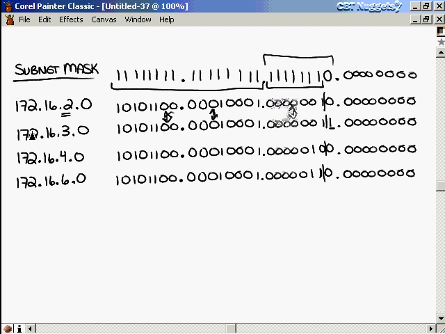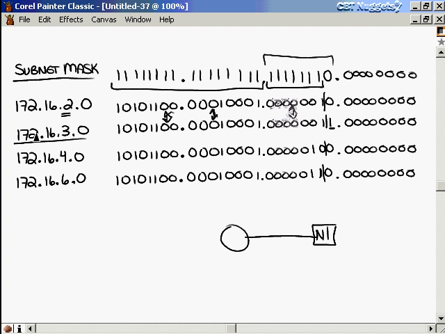So 172.16.3.0 is a host address. In other words, that could be the address for N1 out on the network. It comes off of a router that's 172.16.2.0. All right, so this is not another network. You've got to be careful of that.